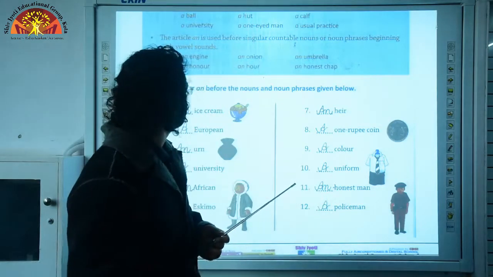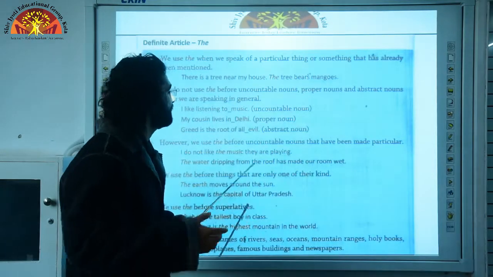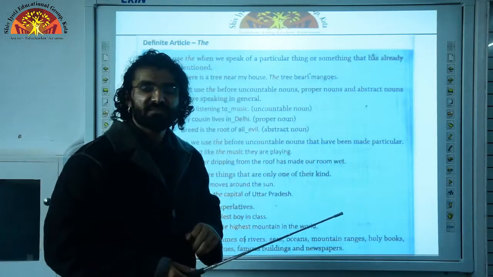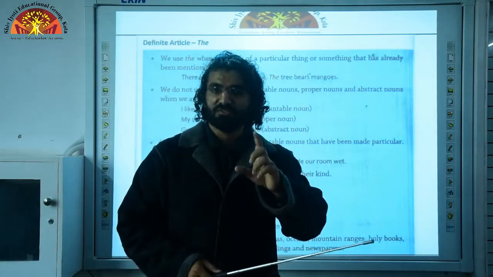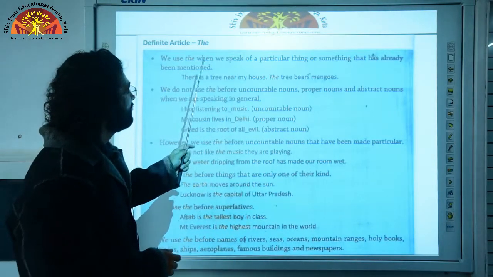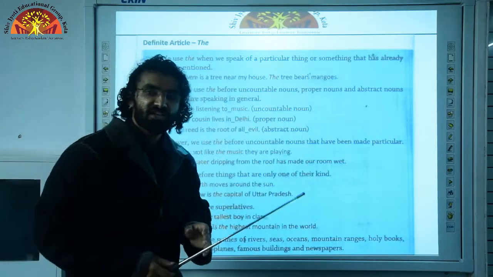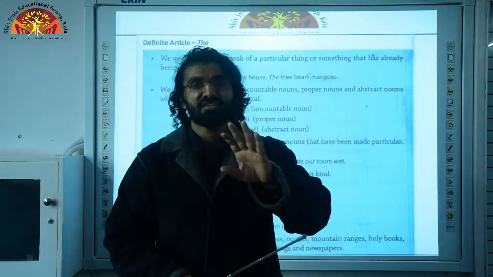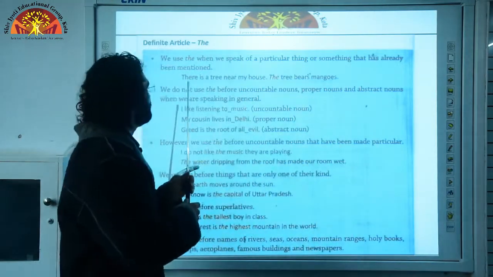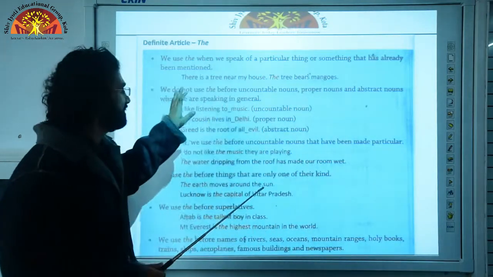We will now talk about exercise B, but before that, we will have to first understand the definite article "the", because that exercise might be about "the". So we must understand about it first. We use "the" when we speak of a particular thing or something that has already been mentioned. We use "the" to speak of particular things or the things that were mentioned in a sentence before. For example, we have a sentence here. There is a tree near my house. The tree bears mangoes. Here we have two sentences.